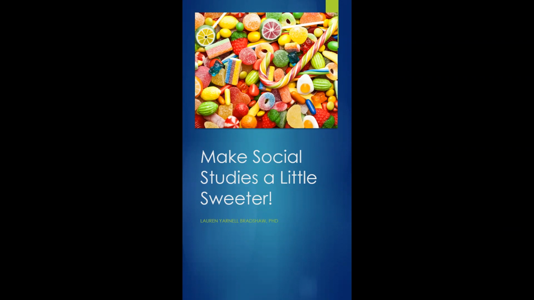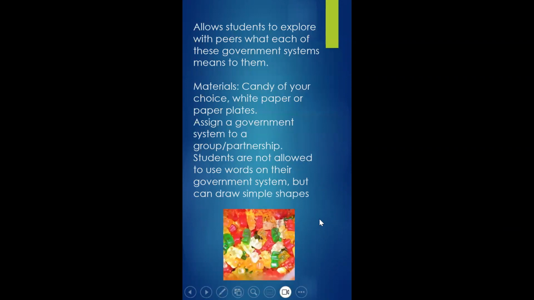How to make social studies a little sweeter in your classroom. We're going to talk about how we can use some candy to engage students in different areas in our content. One thing I really like to do is use candy to allow students to explore with their peers different types of government systems and what it means to them.